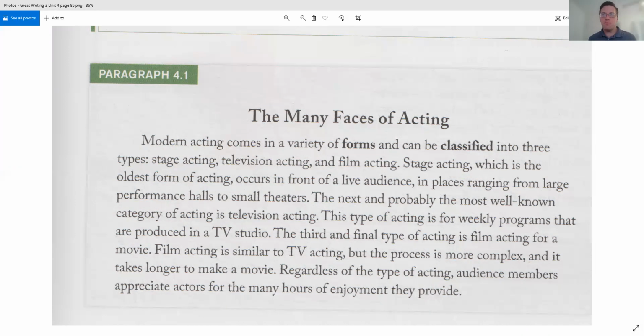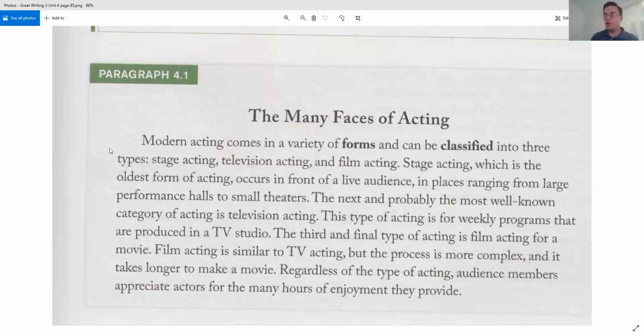So this is an example of a classification paragraph where we're talking about the kinds of or the types of something. We can see from the topic sentence that our topic will be acting, and that the paragraph will be describing 3 kinds of or types of acting. And then you have several supporting sentences which describe stage acting, then describe television acting, and they describe film acting.